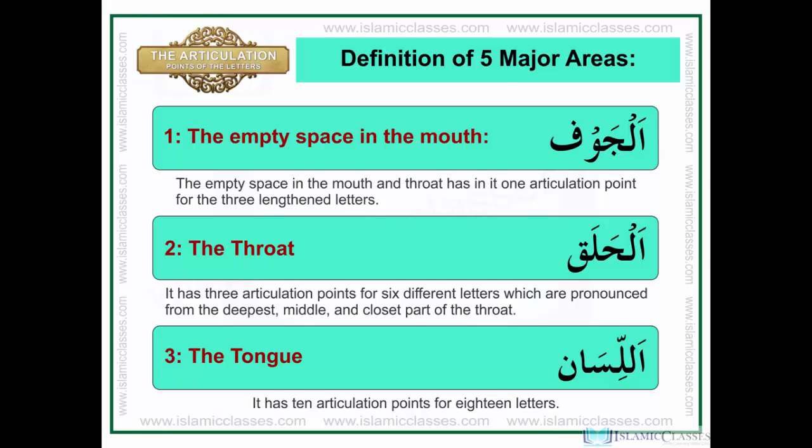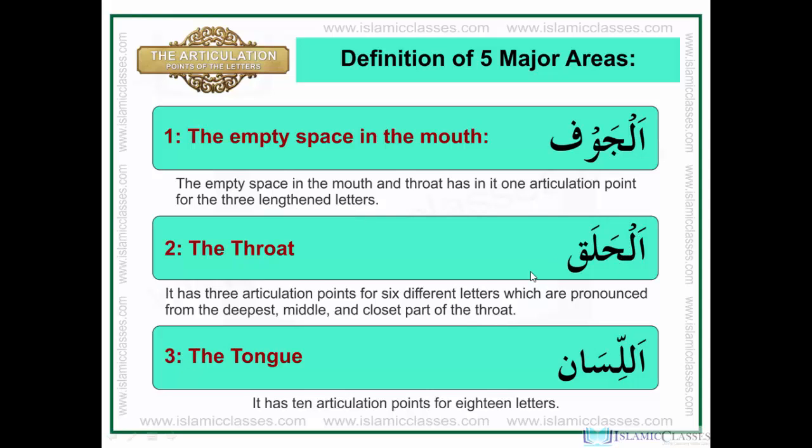The definition of the five major areas. The first one, al-jawf, the empty space in the mouth and the throat, has in it one articulation point. In the jawf there is one articulation point for the three lengthened letters. There are three letters we can pronounce from this one articulation point, which is located in the al-jawf place.